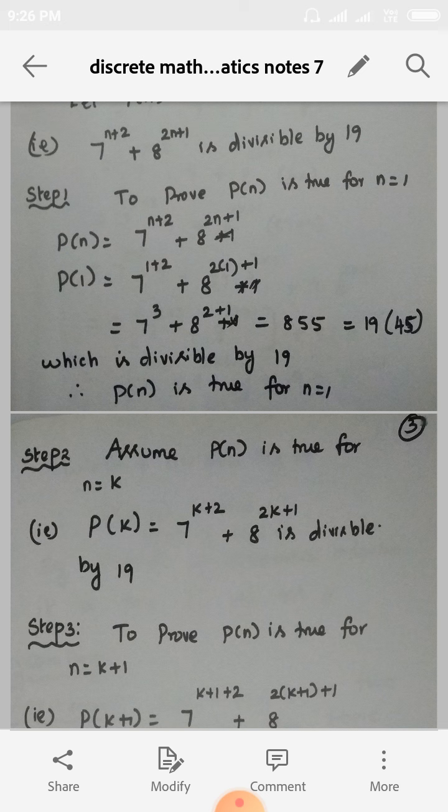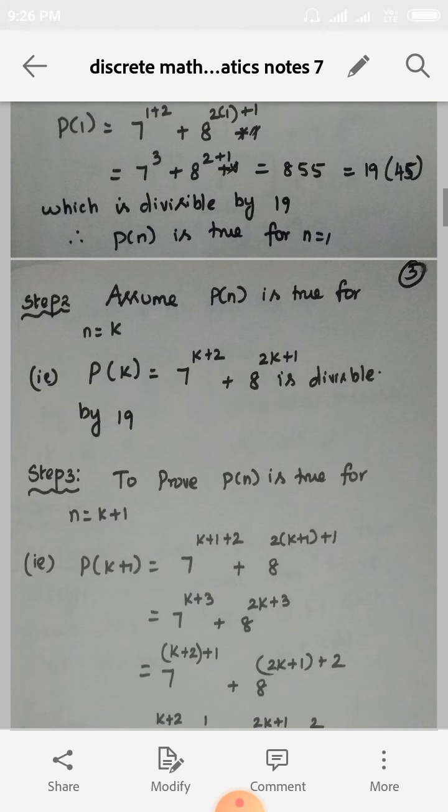So 855 can be written as 19 into 45. What is the question? You have to show that it is divisible by 19. So 855 can be written as 19 into 45, which is divisible by 19. Therefore p of n is true for n equal to 1.